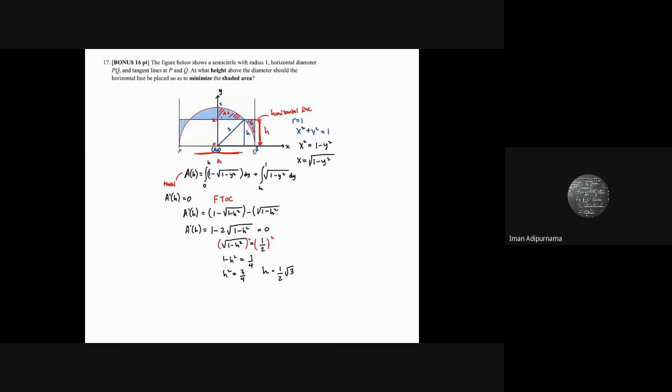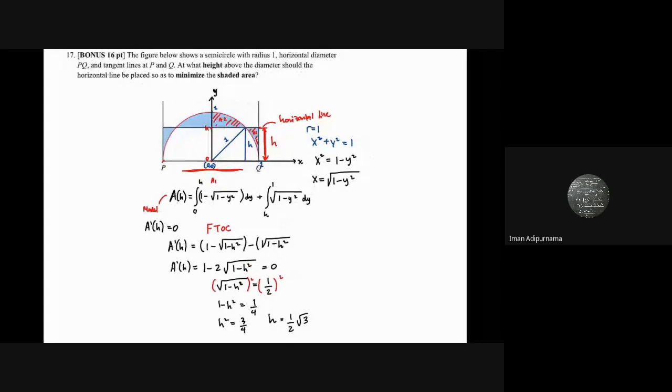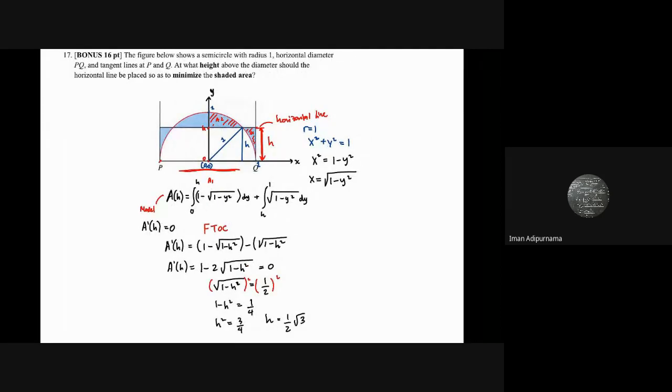Okay. That will be number 17. I think for number 17, the difficult part is understanding the question, because it's a combination of area between curves and optimization from the first chapter, chapter 4, from the derivatives.